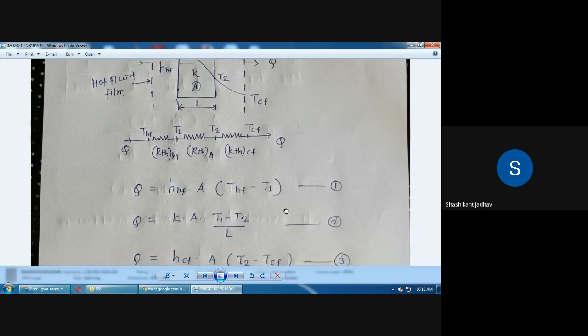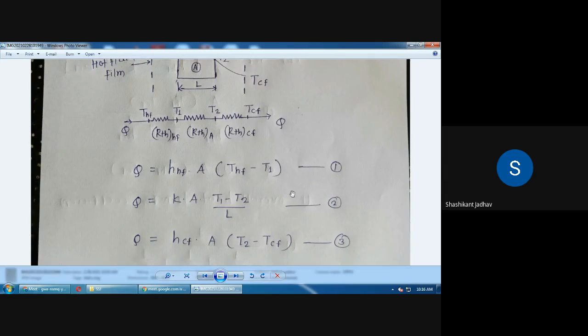And similarly, we have to write down the equation for layer 3. Q is equal to, इथे हीट ट्रान्सफर कोएफिशियंट काय आहे तर कोल्ड फ्लुइड आहे, म्हणून हीट ट्रान्सफर कोएफिशियंट फॉर द कोल्ड फ्लुइड इनटू एरिया into bracket, what is the temperature difference? T2 minus TCF. TCF is nothing but temperature of the cold fluid. And this is equation number 3. Write down equations 1, 2, 3.